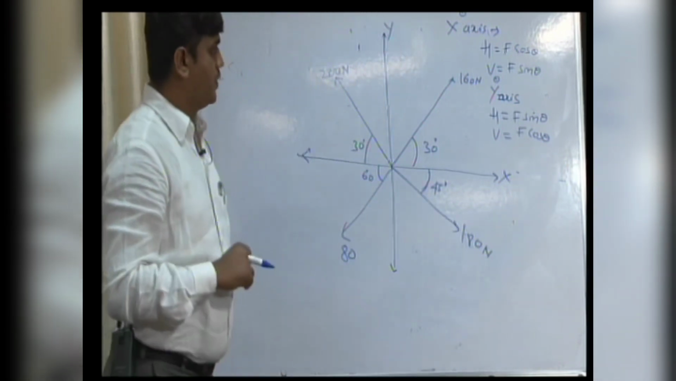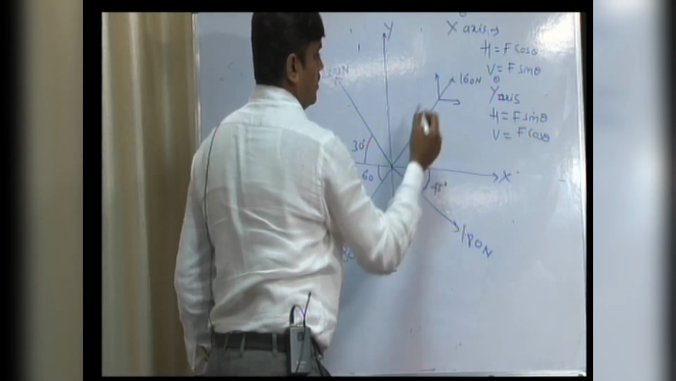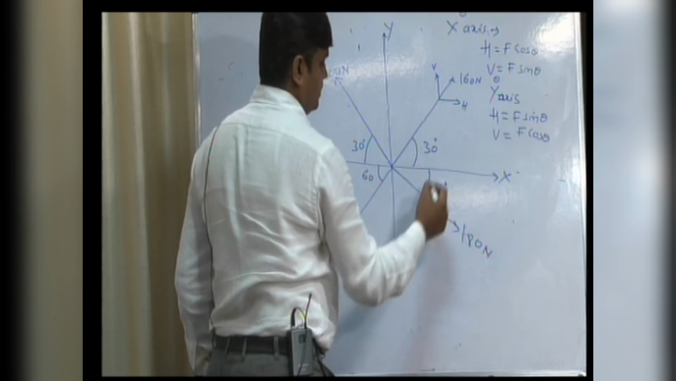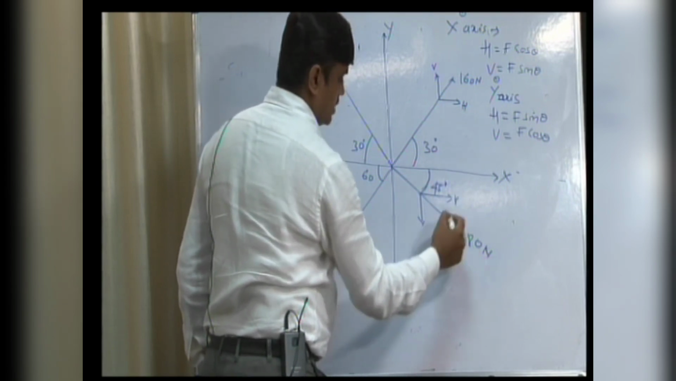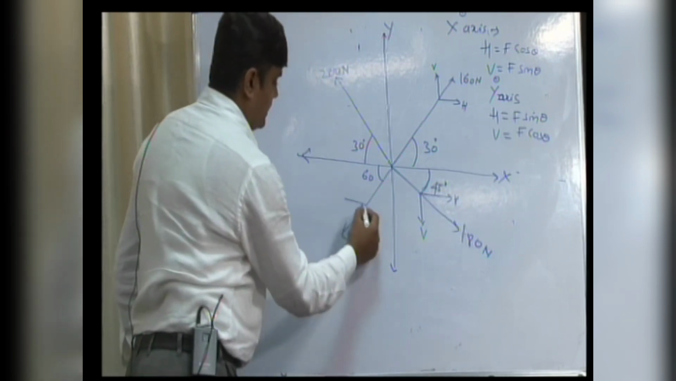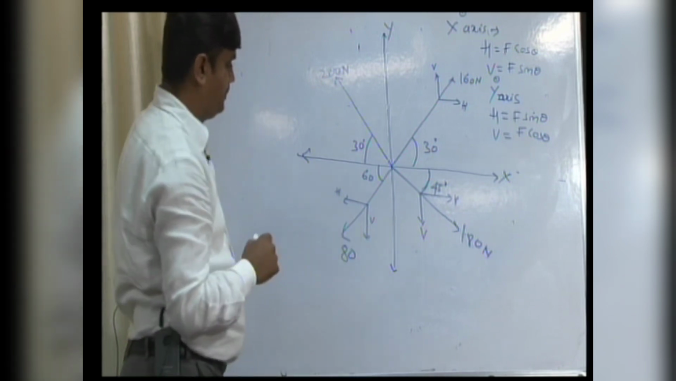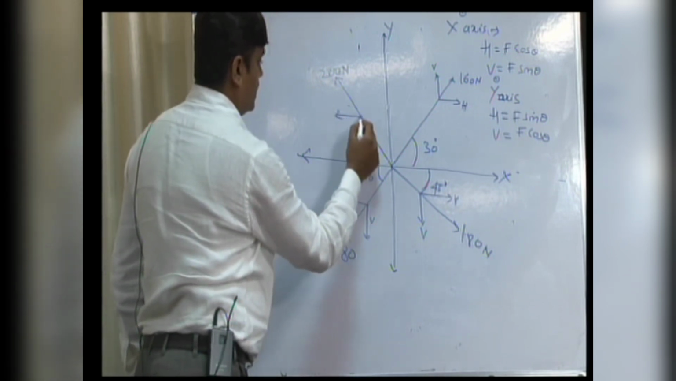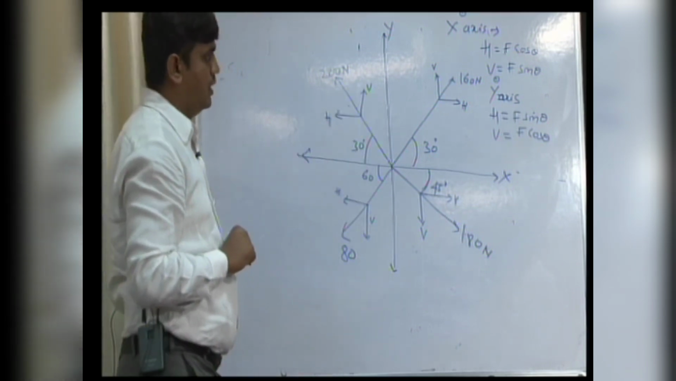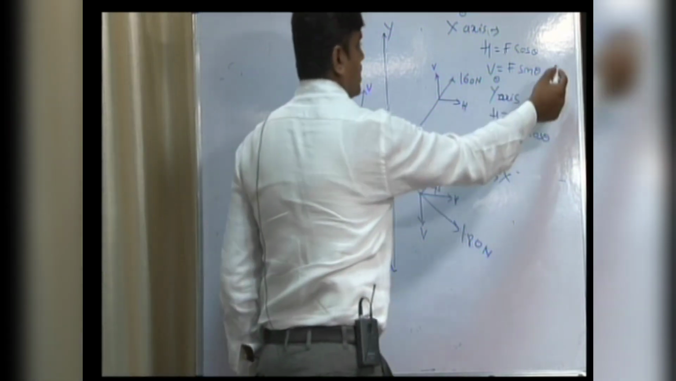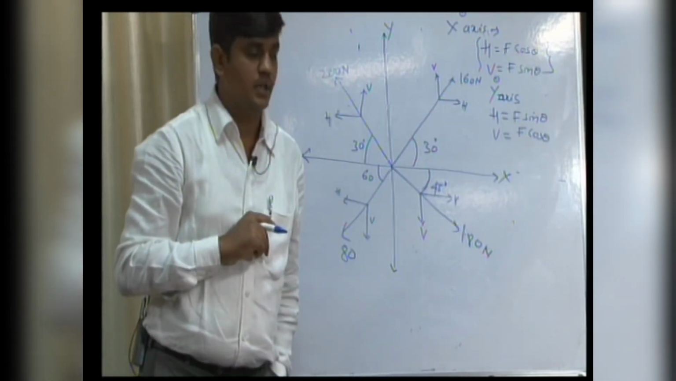Now let us resolve the forces. First one, 160 Newton: resolve the force, vertical, horizontal; down, right, horizontal, vertical; left, down, horizontal, vertical; left, up, horizontal, vertical. Since all the forces are with the x-axis, we will follow this relation: h is equal to f cos theta and v is equal to f sin theta.